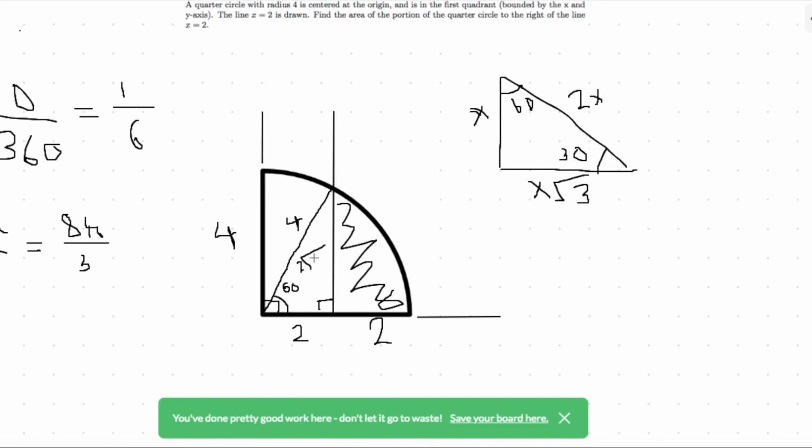Then you can apply base times height to this triangle and over 2. So 2 times the square root of 3 divided by 2, that's going to be 2 times the square root of 3. And that means the area of this triangle is just 2 times the square root of 3. And so we subtract that from our sector of 60 degrees, and you get 8 pi over 3 minus 2 times the square root of 3. And that is indeed our final answer. Thank you for listening.